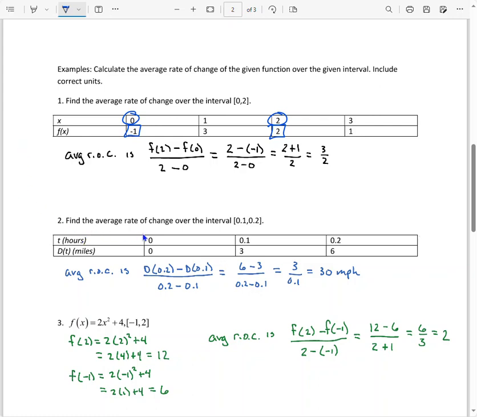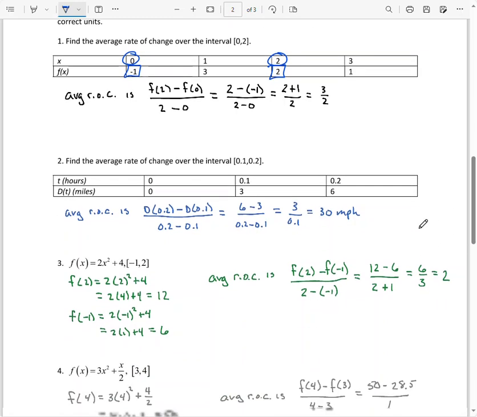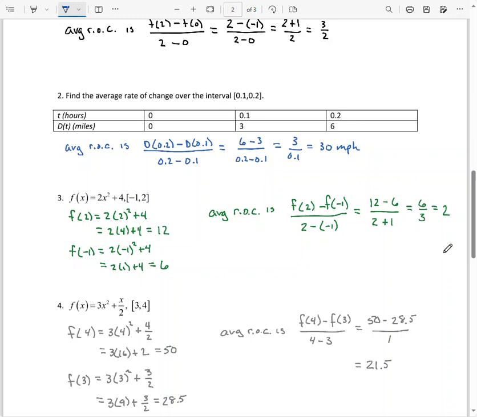Find the average rate of change over the interval from 0.1 to 0.2. T is the number of hours, and D of T is the number of miles. Our average rate of change is d at 0.2 minus d at 0.1 divided by 0.2 minus 0.1. Just like a slope, they're lined up on top of each other. At 0.2, my d answer is 6. At 0.1, my d answer is 3. So I subtract my y values, 6 minus 3. I subtract my x values, 0.2 minus 0.1. I'll get 3 divided by 0.1, and 3 divided into tenths is 30. So an average rate of change of 30 miles per hour is what this person did from start to 0.2 hours in. That's a fifth, like 12 minutes in, they'd gone 6 miles.